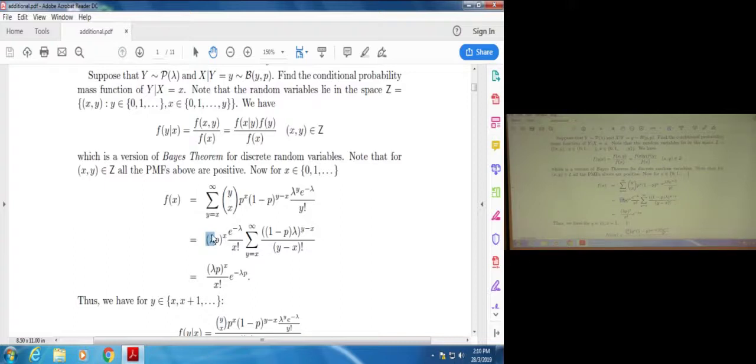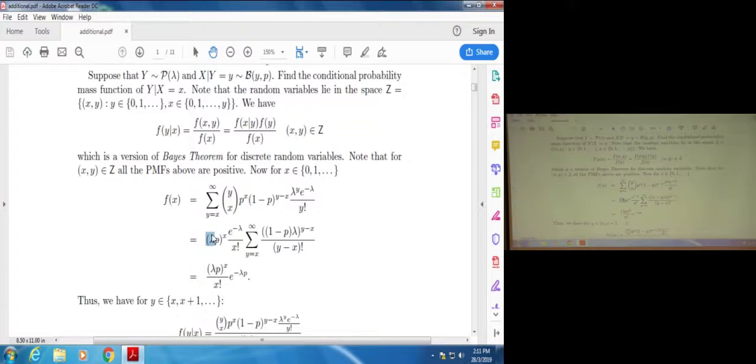Well, you just change the summation limits. You set u equal to y minus x, so the summation by itself is just the same as the sum, let's say u equals 0 to infinity of 1 over u factorial times 1 minus p lambda to the power u, okay, which is just equal to e to the power 1 minus p times lambda.